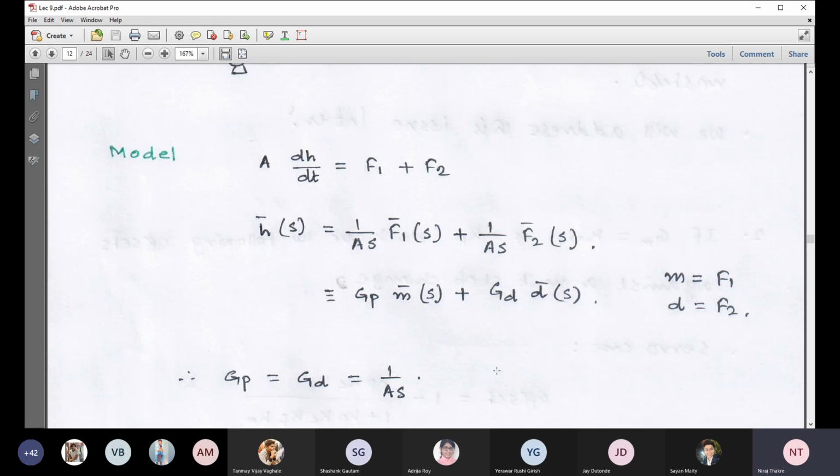We have started with the process. For that, the model is written in terms of deviation variables. Next, we take the Laplace transform and then we get the transfer functions for the process, GP and GT.